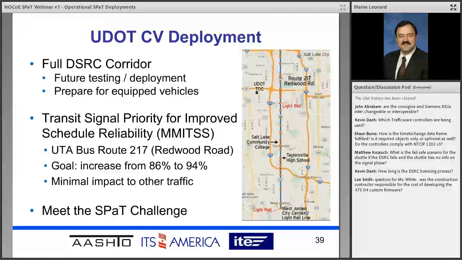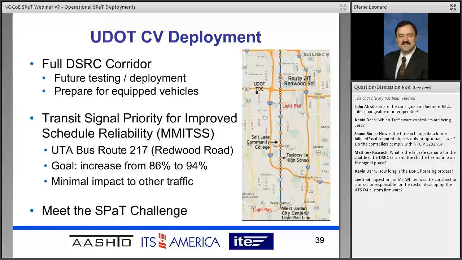On this particular route, the transit agency told us that their buses experienced a challenge in many cases because of the traffic and were often only 86% reliable on schedule. System-wide, their system is closer to 93 or 94%. So that established a goal for us to improve transit schedule reliability while minimizing the impact to the rest of traffic.